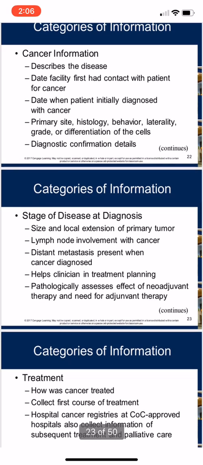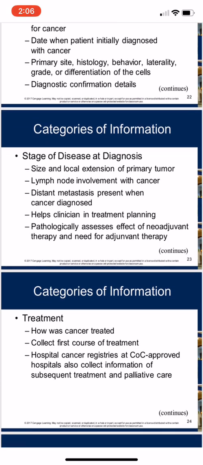Then we have the stage of the disease. The stage of the disease at diagnosis consists of fields that describe the size and local extension of the primary tumor, and whether or not regional lymph nodes are involved with cancer, or whether or not distant metastasis was present when the cancer was diagnosed. Stage can be assessed clinically to assist the clinicians in planning treatment, and then pathologically to assess the effect of the neoadjuvant therapy or the need for adjuvant therapy. Both stages would be recorded in the hospital cancer registry. Staging data also is useful in population-based cancer registries for assessing screening patterns for cancers with effective screening.